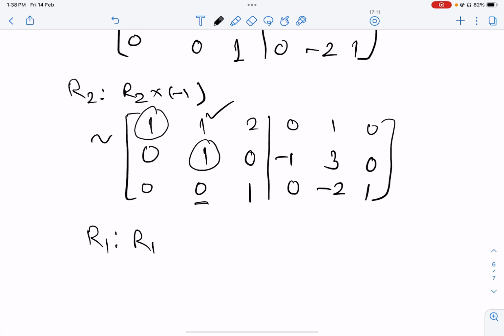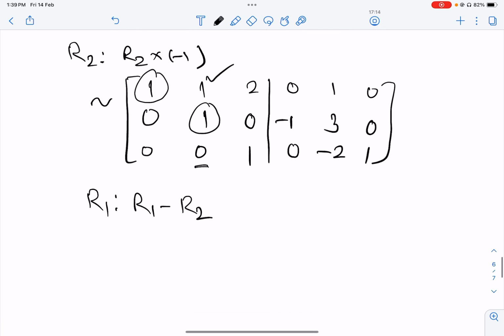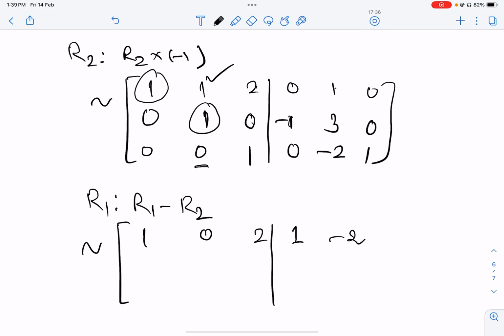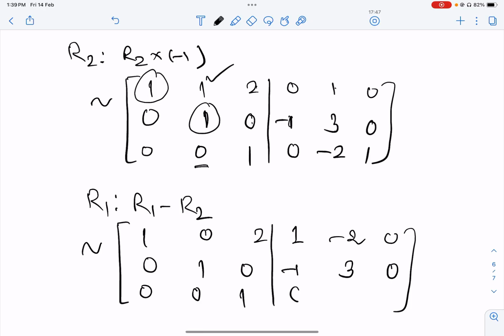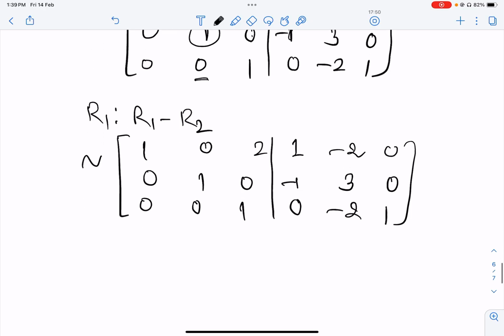So R1 minus R2. So that is 1, this is minus 1 plus 1, so 0. This is 2 because 0 is there. Multiply minus 1 with R2, so minus minus plus 1, so here 1. Multiply by minus 1, so minus 3 plus 1, minus 2, and this is 0. This is 0, 1, 0, minus 1, 3, 0, 0, 0, 1, 0, minus 2, 1.